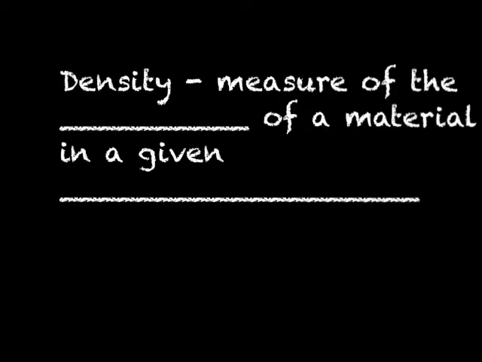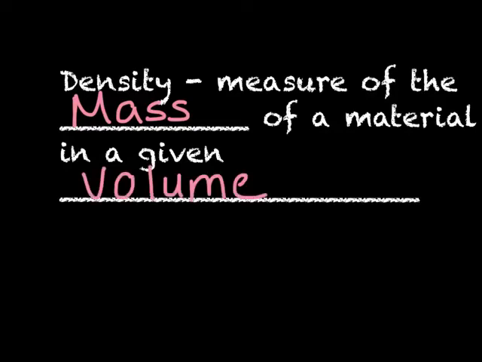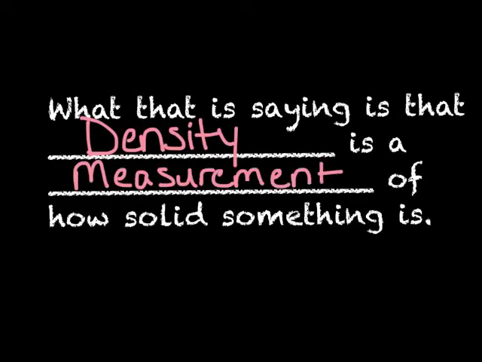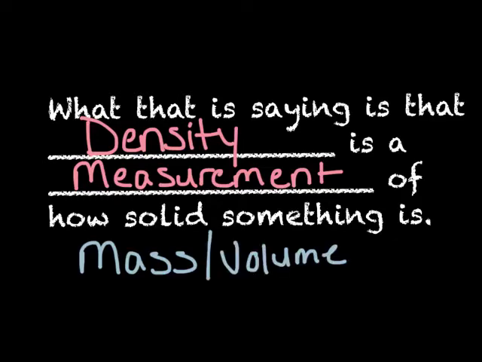Density is the measure of the mass of a material in a given volume. What that definition is saying is that density is a measurement of how solid something is. Basically, you're looking at the mass of something per the volume of it. And basically, the volume is just the space the mass is taking up.